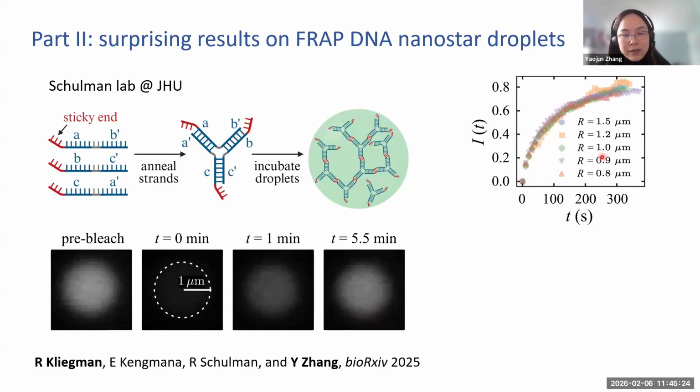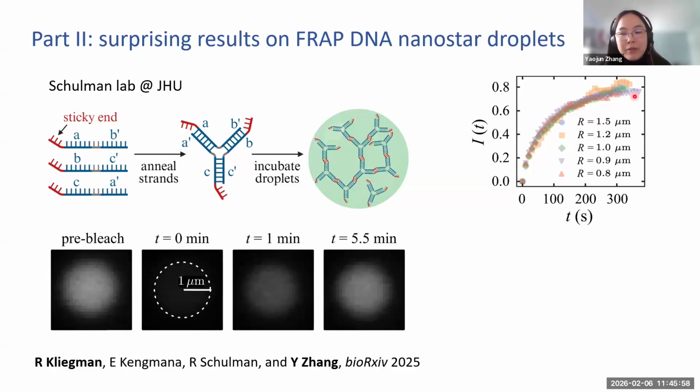And to our surprise, for droplets of small sizes ranging from 0.8 to 1.5 micrometers, they essentially recover at the same time. These normalized intensity curves are directly extracted from raw images. We do not even do any fit. And you can see that they almost overlap with each other. And Ali has also repeated the experiments on different days and verified that this is reproducible.